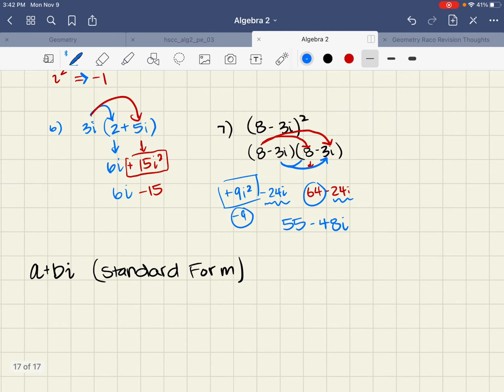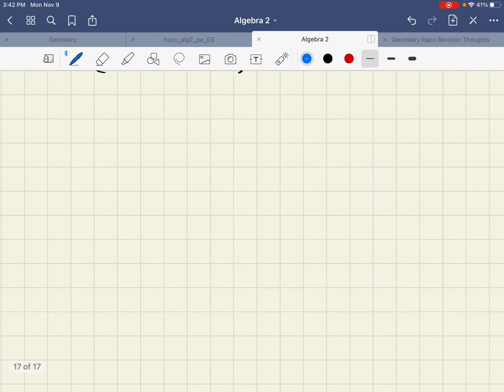Last topic is, why do we learn the complex numbers? Well, there are some problems, like problem number 8, where you have to solve it, and the answers are not in the real number system. A good example would be x minus 7 squared plus 13 is equal to negative 3.